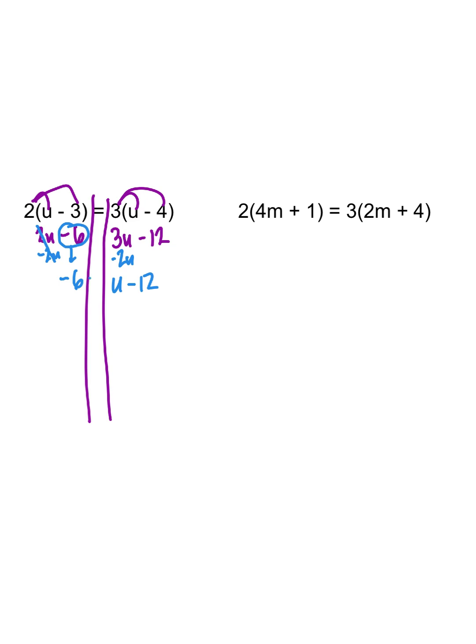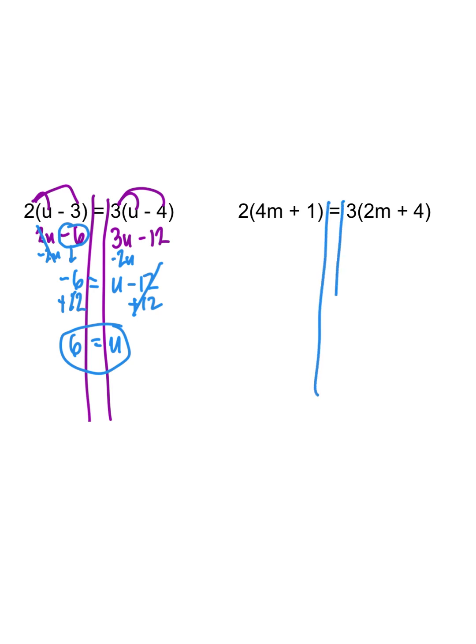Okay. Now I'm going to add 12 to both sides. Negative 6 plus 12 is a positive 6. These cancel, and I have u. I can plug those back into the equation and check to make sure that they're both equal.